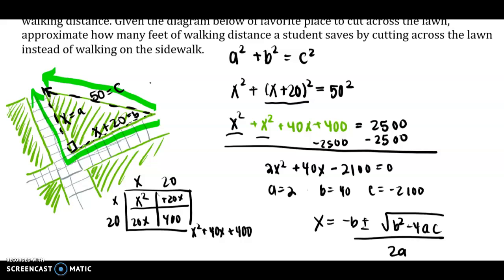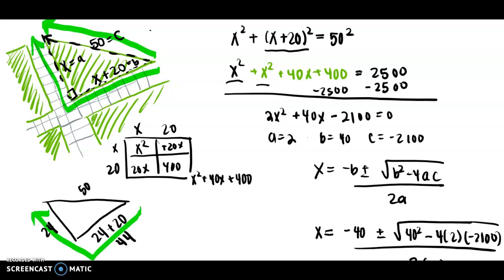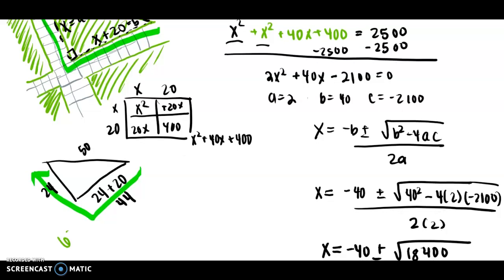So x was a, and the question is asking, how much do we save by cutting across? I'm going to redraw this picture down here with the values that we actually have. So 24, this was 50, and this is going to be 24 plus 20. When we add this together, we get 44. So if a student is walking this way, he is walking 68 feet. And by cutting across and only walking 50 feet, they are saving 18 feet.